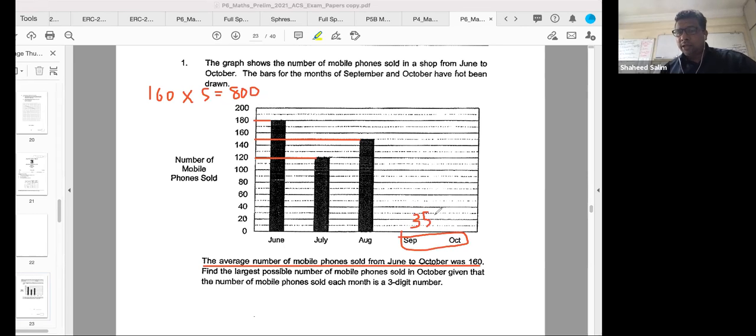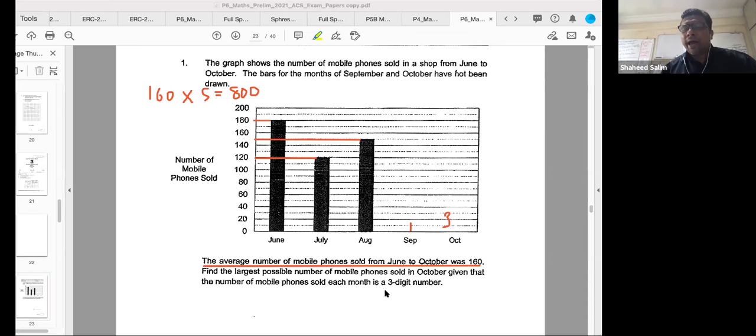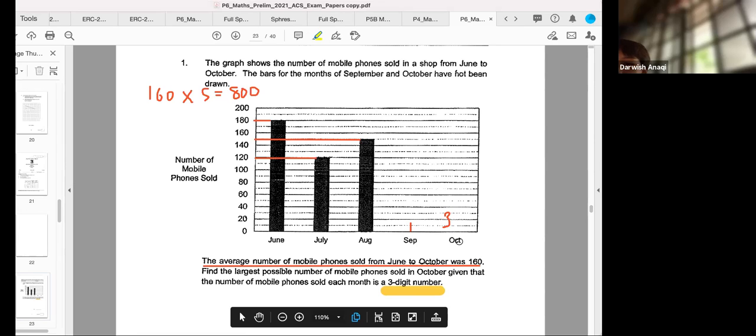Now you have to ask yourself, they want to know what's the maximum number of phones possible to be sold in October. Maximum, this one is minimum. September is minimum. Is it possible to say September got only one phone sold, and then down here be 349? Can or not? No. Why not? Must be a 3-digit number. So what's the smallest 3-digit number here? 100. So this answer will be what?